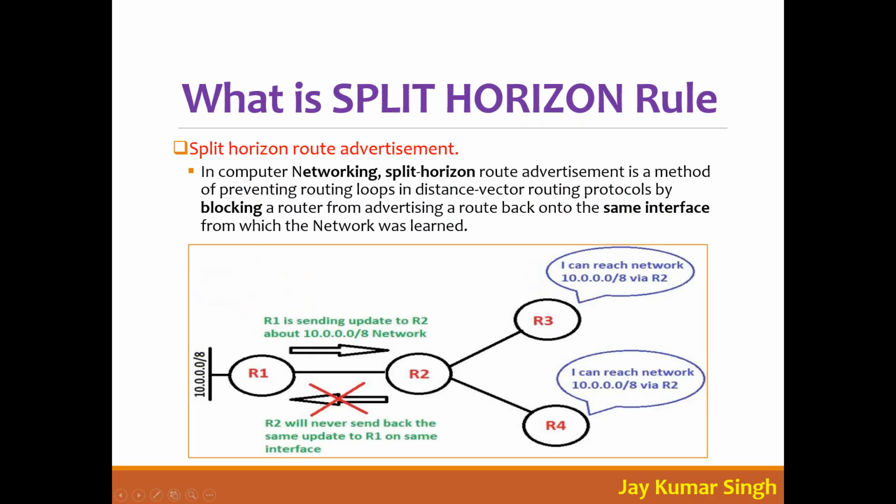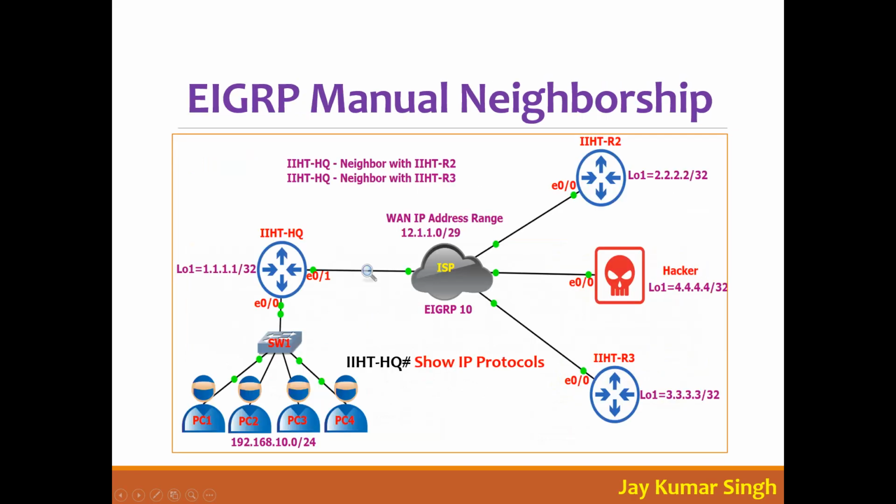Let's talk about this. Split horizon route advertisement, in computer networking, is a method of preventing routing loops in distance vector routing protocols. Only RIP and EIGRP, not OSPF. It blocks a router from advertising a route back to the same interface from where it was learned. So headquarter is receiving the network on an interface but is not going to advertise it from the same interface.